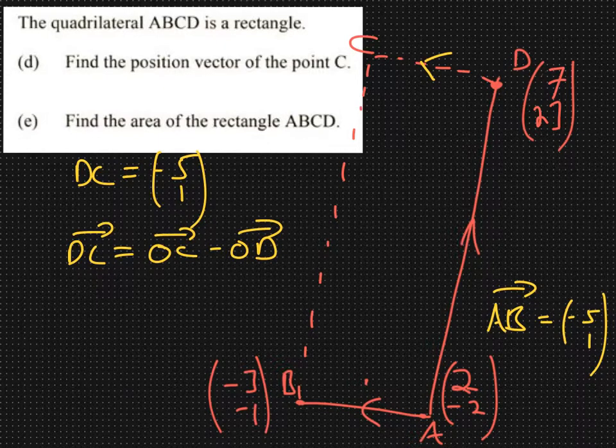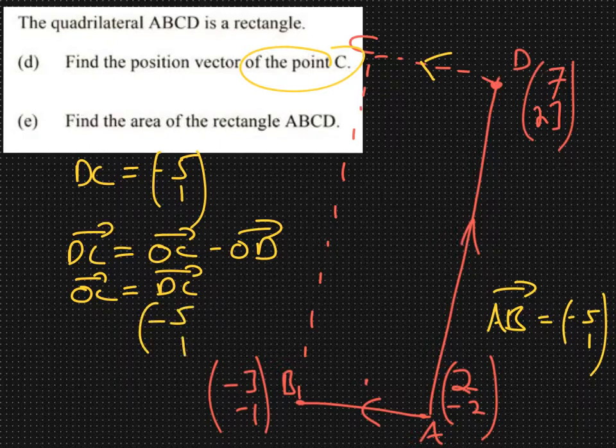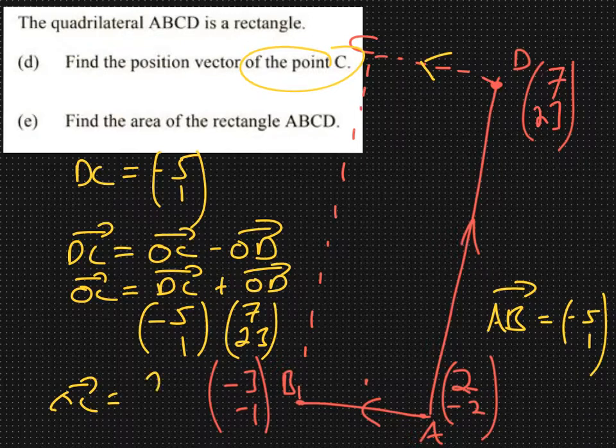So we're being asked to find the position vector of point C, which is OC, so we can rearrange this equation and show that the position vector of C will be vector DC, which we've just shown is (-5, 1), plus vector OD, which we found from the previous question was (7, 23). So the position vector of C will therefore be (2, 24). Now there are a number of different ways that you could also end up with the same conclusion, but bearing in mind you've already figured out vector AB, I think that's probably the simplest.